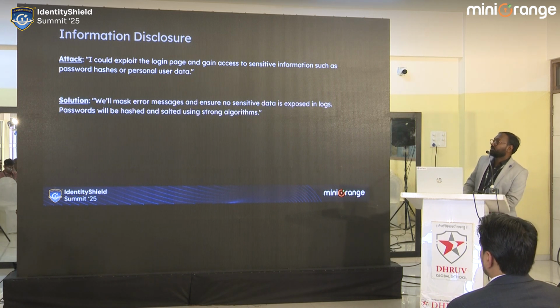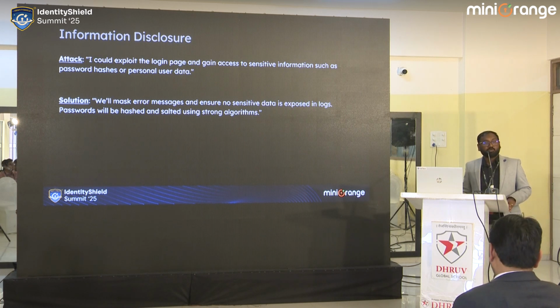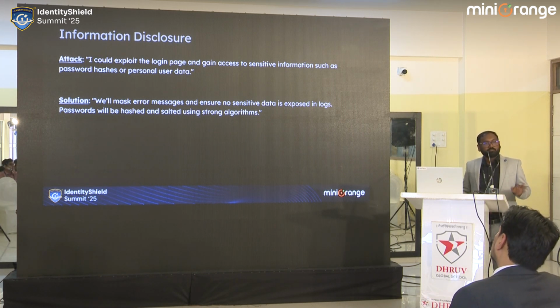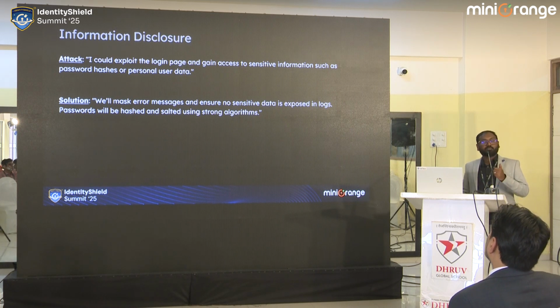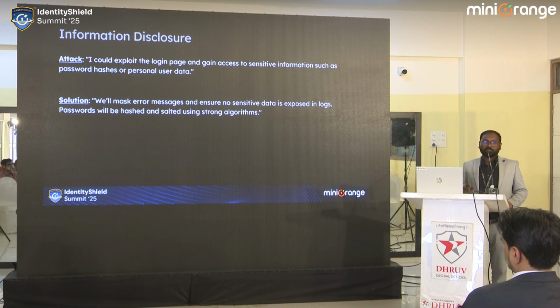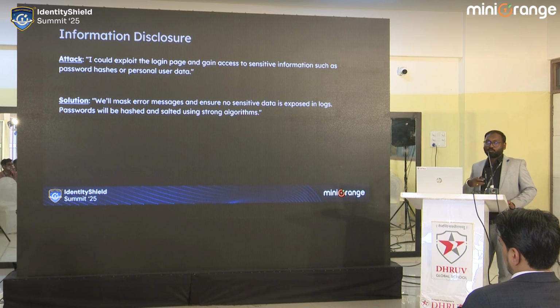So we could mask the message and ensure no sensitive data is exposed. Just like the example I gave earlier, I won't tell you what's wrong. Username, password, could be anything. I will give you an error even if one thing is wrong. I will not tell you that the password is wrong. Even if the user is wrong, I'll let you go to the next page, make you enter the password, then I'll tell you everything is wrong. So you don't know.